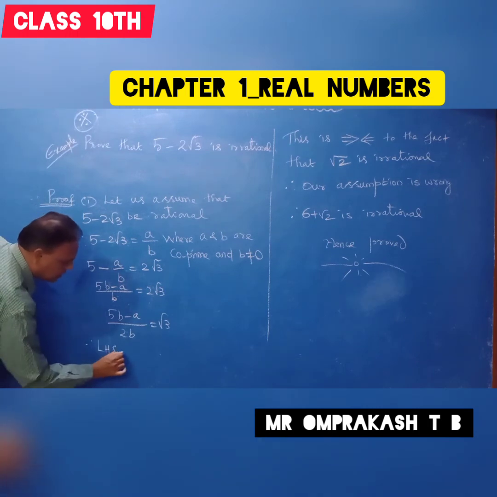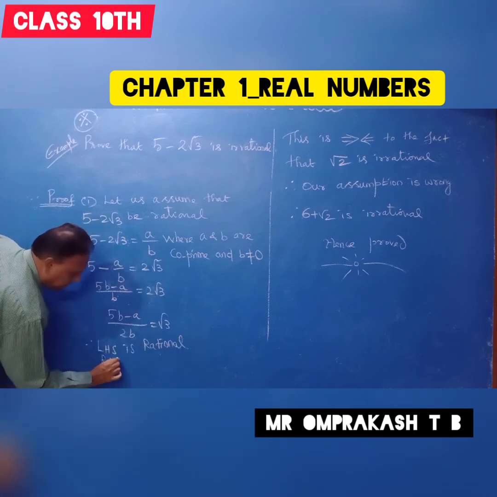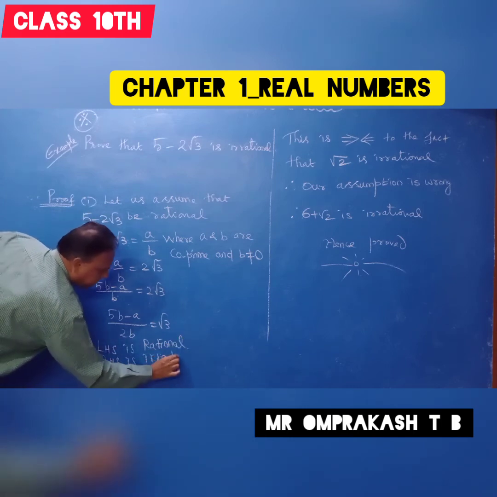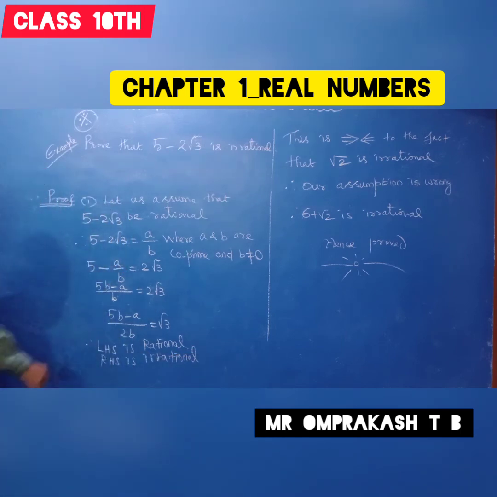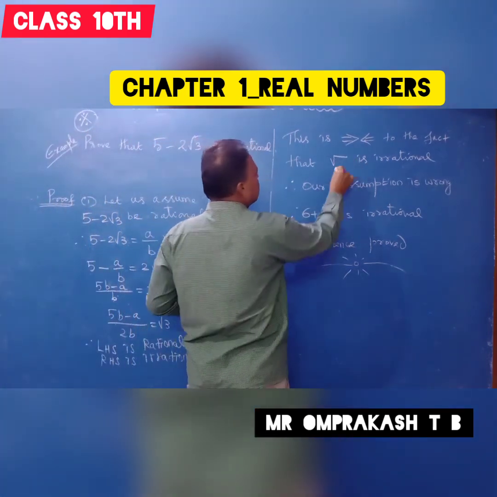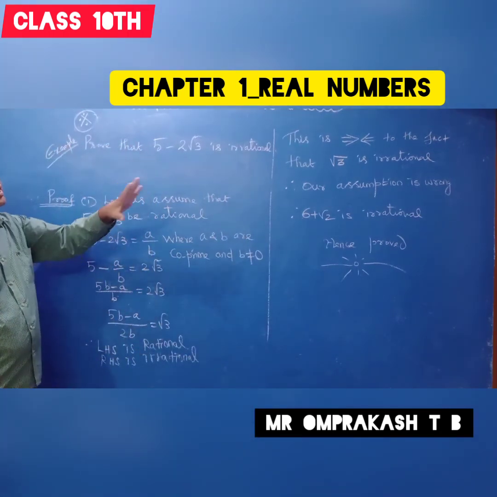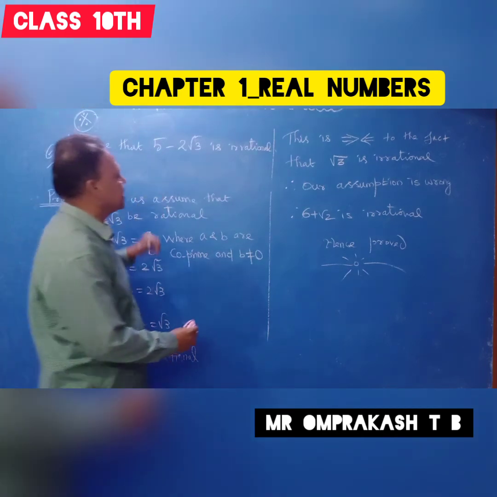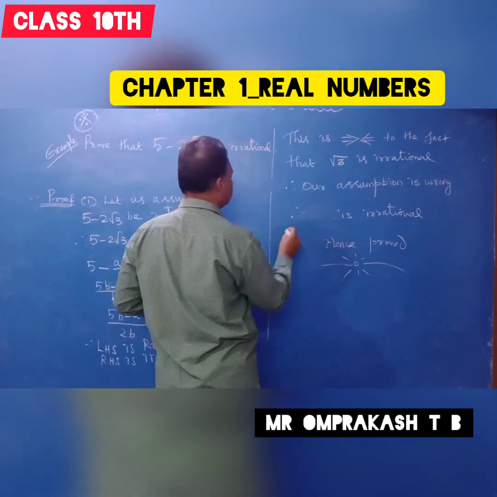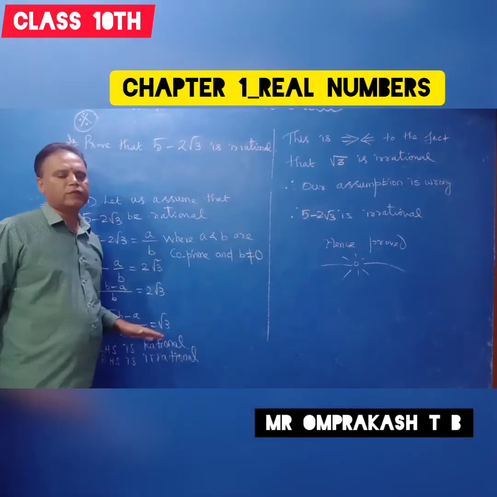Therefore LHS is rational, RHS is irrational. Therefore, this is a contradiction to the fact that root 3 is irrational. Correctly, this is how to write it. Because of root 3, it is a contradiction. Therefore, our assumption is wrong. Therefore, 5 minus 2 root 3 is irrational. Hence proved.